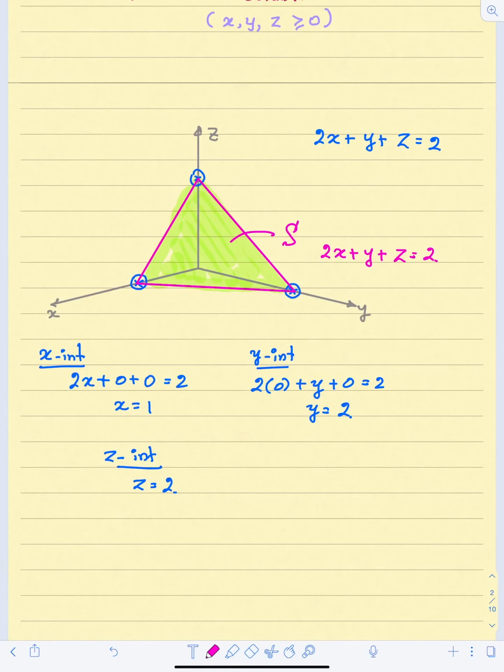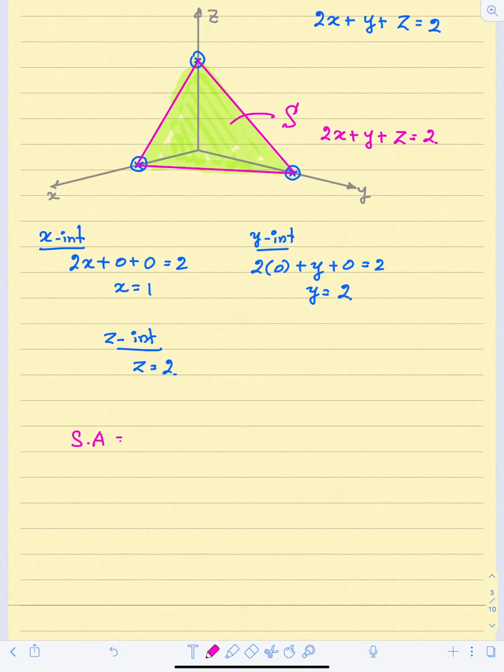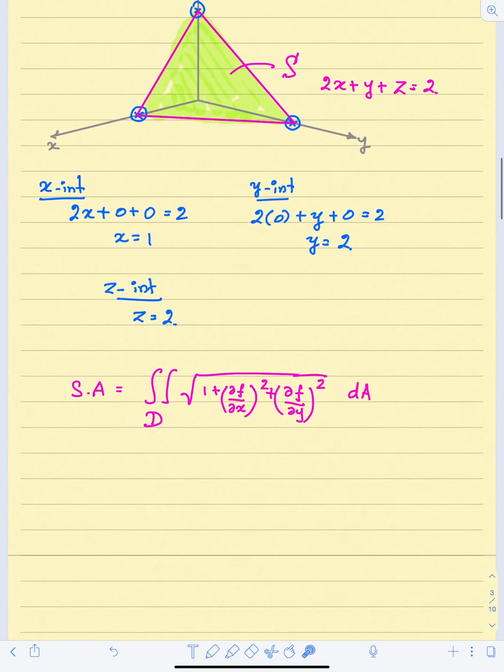Now how do we calculate the surface area? Surface area equals the double integral of the square root of 1 plus partial f of partial x squared plus partial f of partial y squared dA over the domain D. Now this domain D is on the xy plane, and dA is an area element on the xy plane. In this problem, we need to figure out this function f.